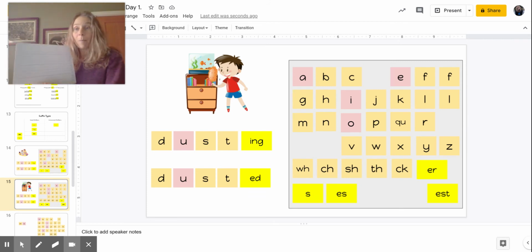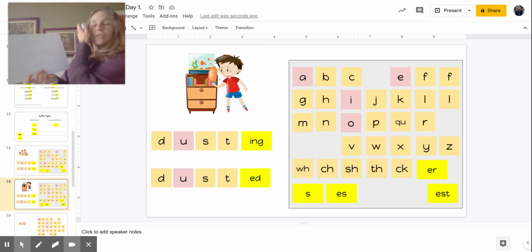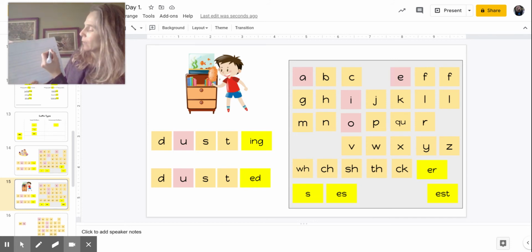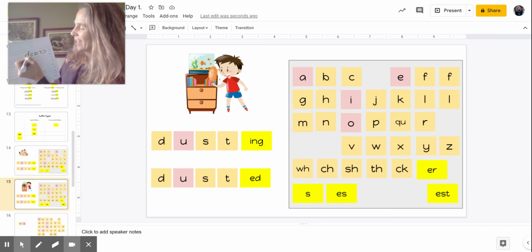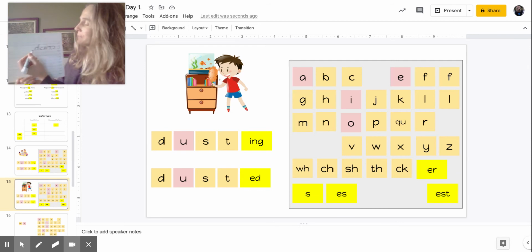Crashing. So remember, we tap out our base word. So our base word is crash. Let's tap out crash. Sh, crash. Now let's write crash. I like to say the sounds when I write it. It helps me. Sh. Got our digraph here. Crash is my base word.